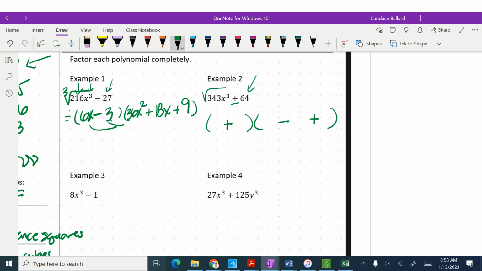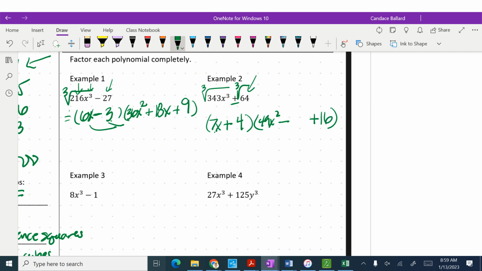All right, we're going to take the cubed root of 343x cubed. What is it? 7x. All right, we're going to take the cubed root of 64. 4. Good. Then I'm going to ignore the original problem, and I'm going to square and square. So what's 7x squared? 49x squared. Pretty good.